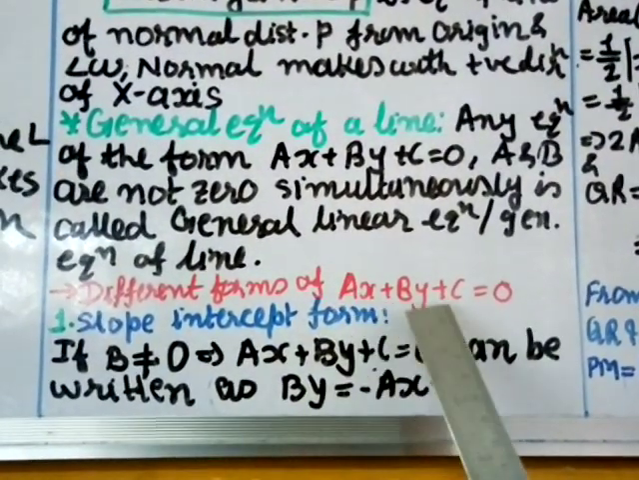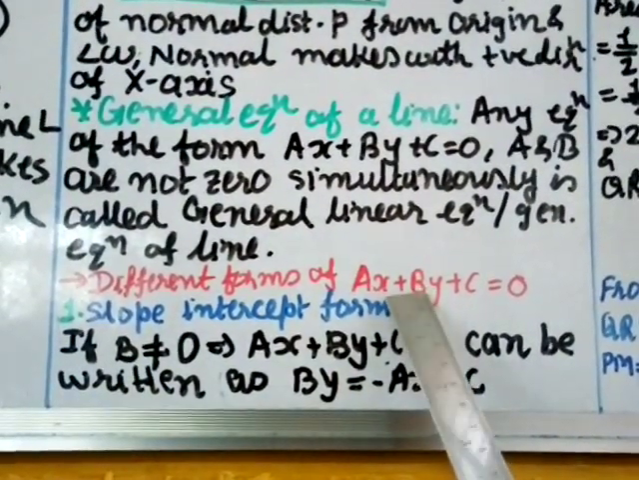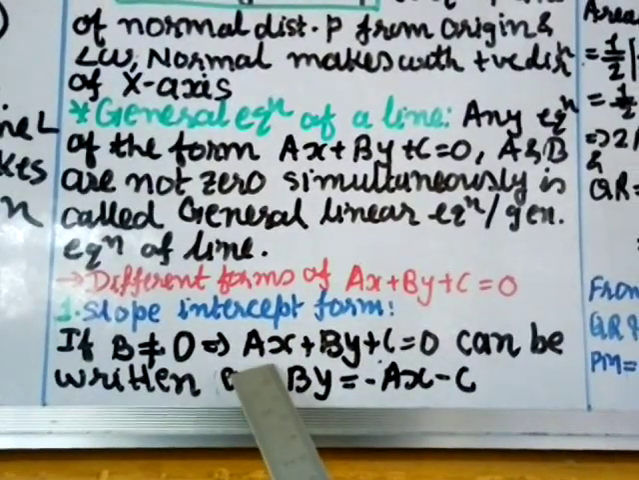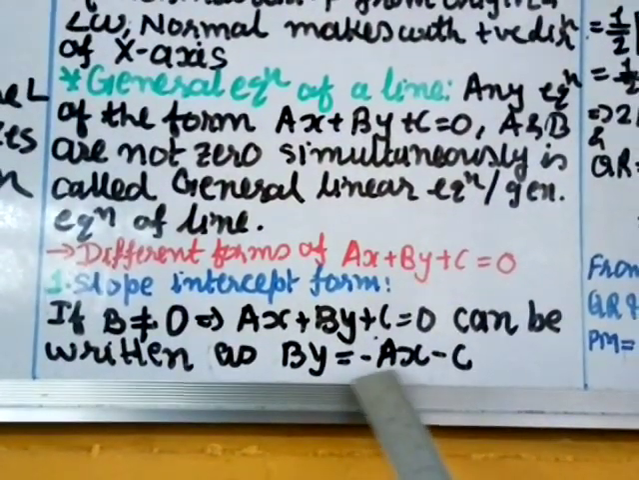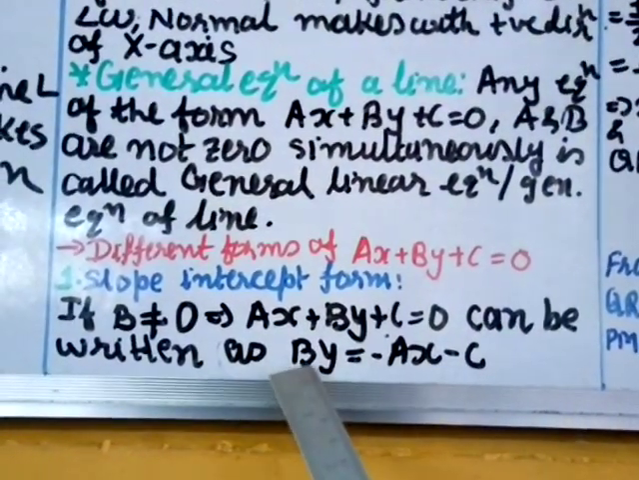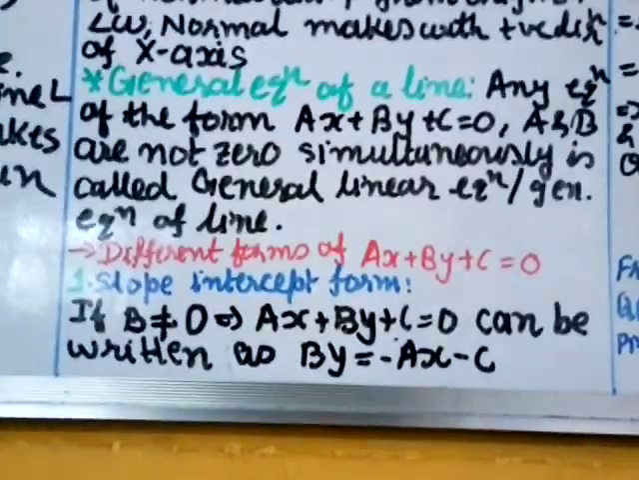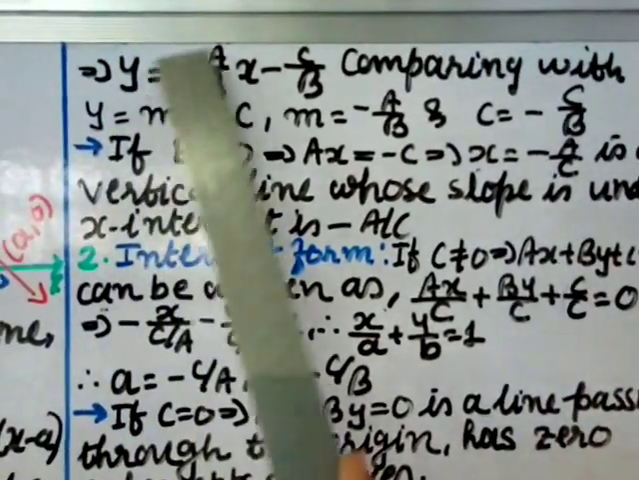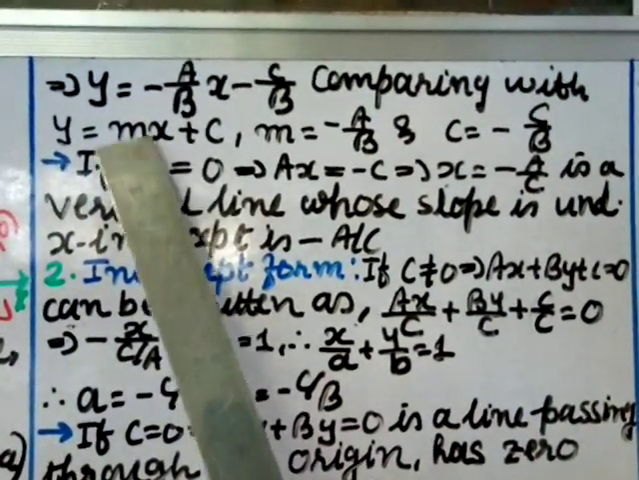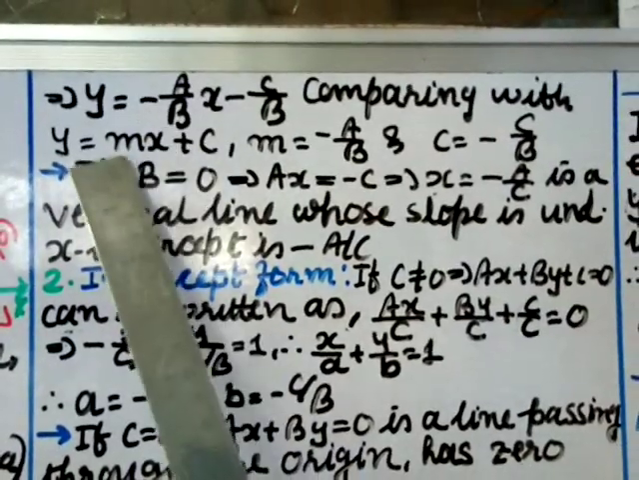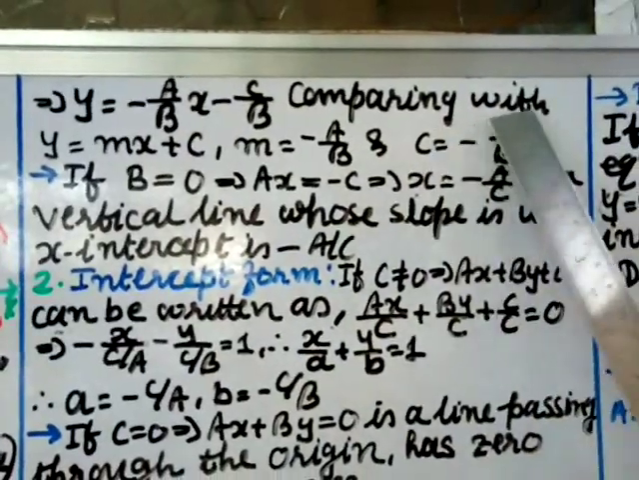Now the different forms of ax plus by plus c equal to 0. Number 1 is the slope-intercept form. For this let us take b not equal to 0. If b is not equal to 0, then ax plus by plus c equal to 0 can be written as: by keep here, and this ax transfer here becomes minus ax, plus c transfer here becomes minus c. Now transfer b, it will go in the denominator, so we get y is equal to minus a by b x minus c by b. Now comparing with y is equal to mx plus c, the m value will be the coefficient of x, which is minus a by b. This is the slope, and c, the y-intercept, is this one, minus c by b.